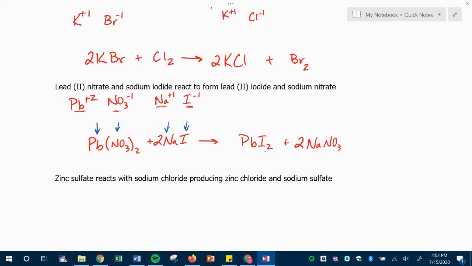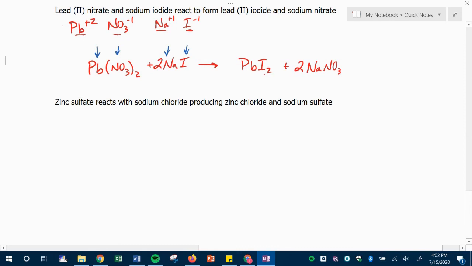All right, with that in mind, let's look at our last example here. And so for our last example, we have zinc sulfate reacts with sodium chloride, producing zinc chloride and sodium sulfate. All right, well, the first thing is zinc sulfate. Now remember, zinc is special because it always forms the same charge. Remember, it always forms a +2 charge. So we have Zn +2. Then sulfate, which is one of our polyatomic ions, is SO4 -2. So if we're writing that out as a compound, it would just be ZnSO4.